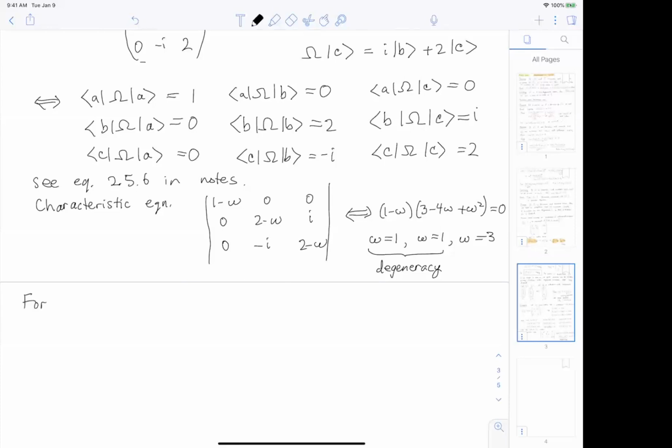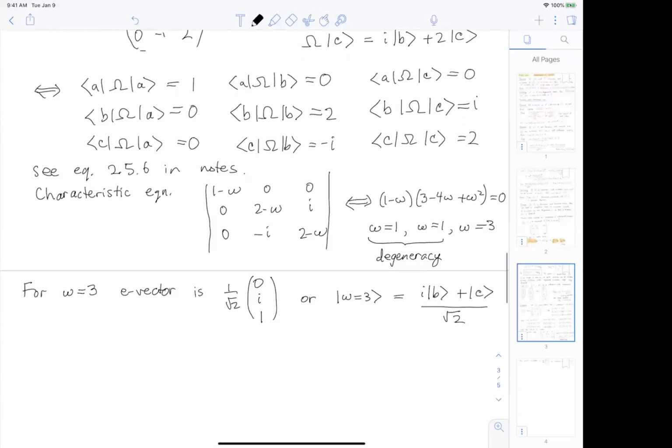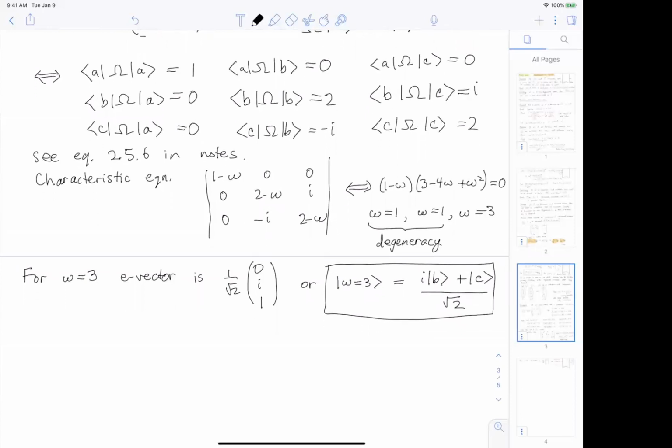Those are usually easier. For omega equals 3, the eigenvector that you get just by writing out the matrix form is 1 over root 2, 0, I. That's the matrix representation form, or I can write it in ket form as |omega equals 3> equal to I times B plus C all over the square root of 2. So that's our first eigenket for the omega equals 3 eigenvalue. Notice I've named the ket after the eigenvalue by calling it omega equals 3.